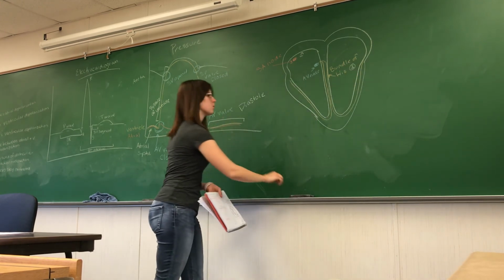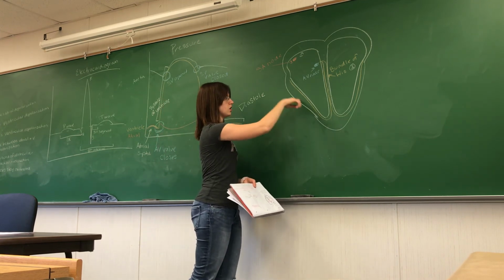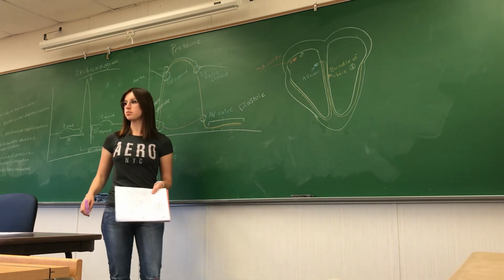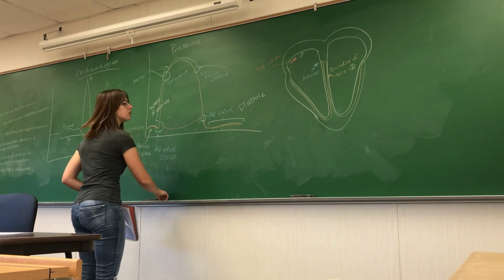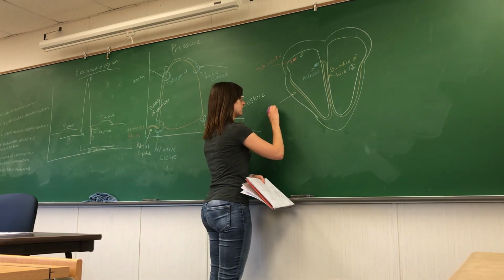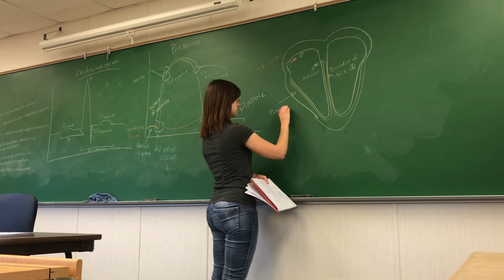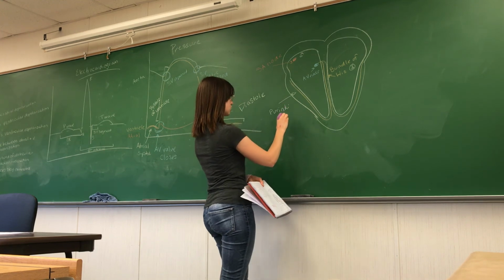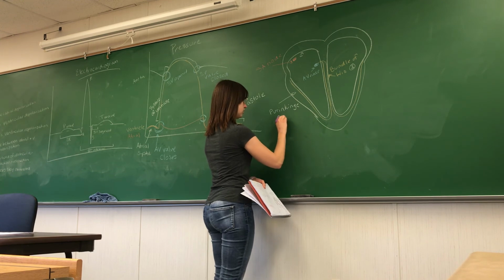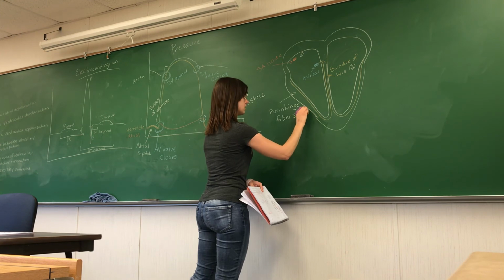So the bundle of His, that's the third point, right? And then what do we call them when they're down here and they go up on the other side of the ventricle? The Purkinje fibers, exactly. So we got the Purkinje fibers, and that's the fourth step.